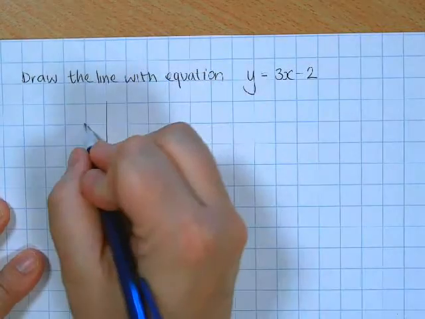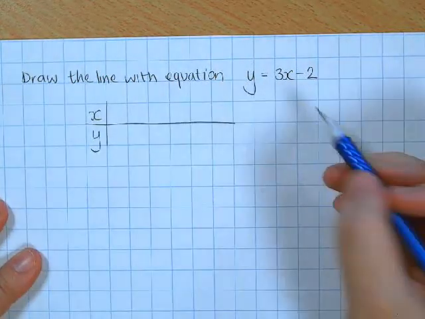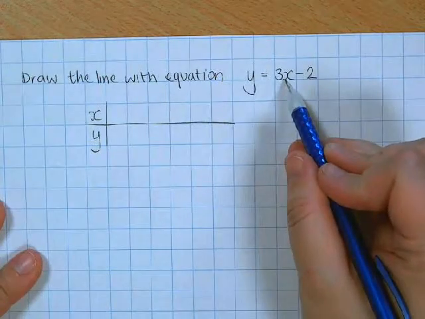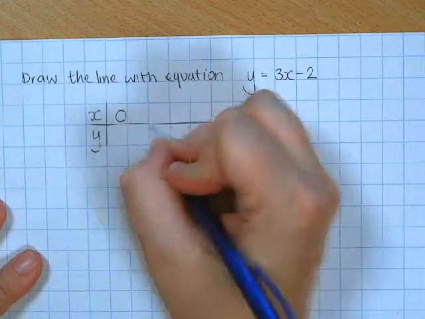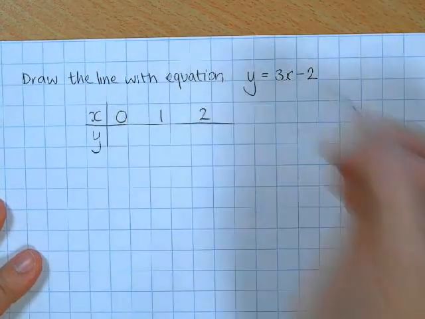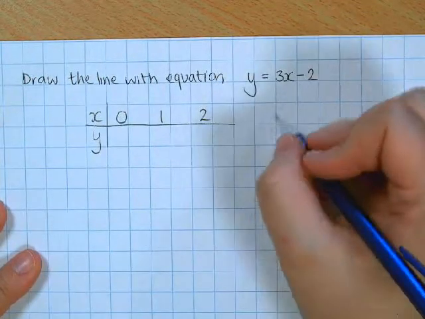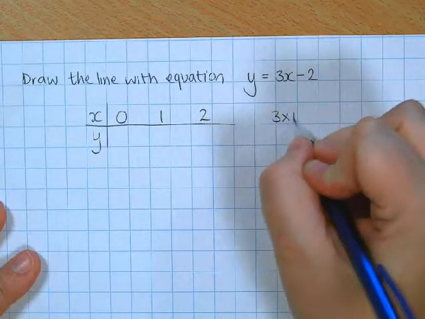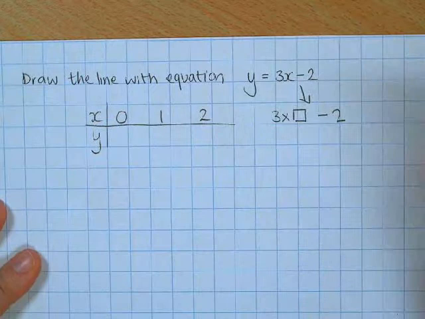Let's think about what x values I'm going to pick. So I'm not having to divide the x this time, so it shouldn't really matter what number I pick. So I'm going to go just with my default, which is 0, 1, and 2. So when x is 0, this time what our equation means is, whatever the number for x is, we want to do 3 times that number, and then take away 2 from the answer. That's what this equation is meaning.